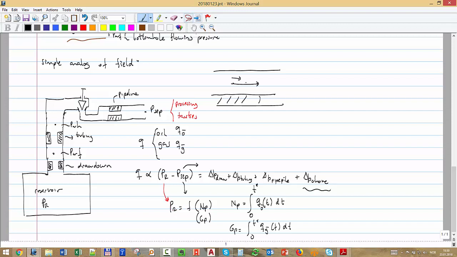So this difference in pressure depends on this pressure drop, this pressure drop, this pressure drop, and that pressure drop. And none of them I can control. Only the choke. The choke is the only one that I can control how much delta P. And by doing that, I'm going to control the rate. That's the only way I can control the rate.